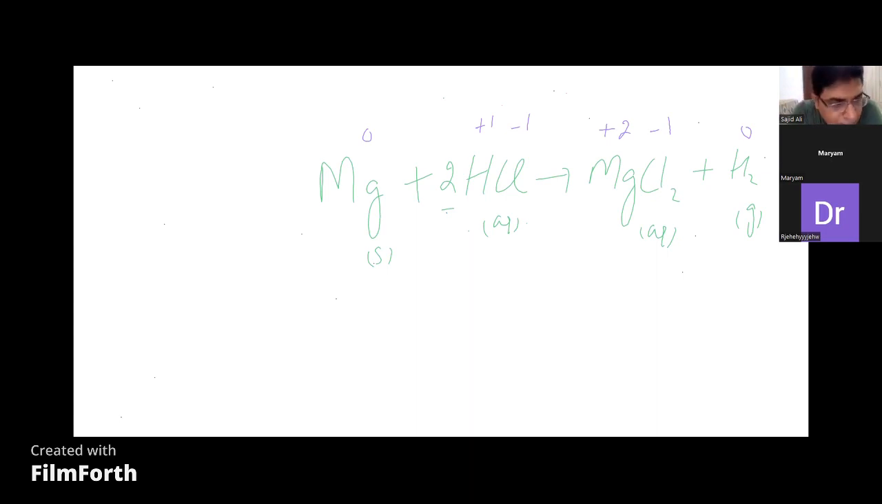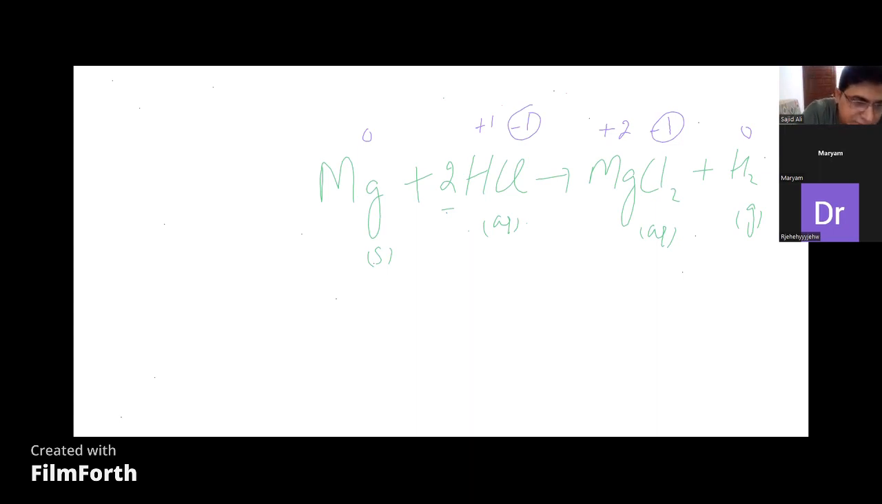Chlorine is being oxidized because there is a loss... No. Wait. The chlorine has a -1 oxidation state on both sides. So there is no change in the oxidation state of chlorine on both sides of the equation. Chlorine is not being oxidized or reduced.